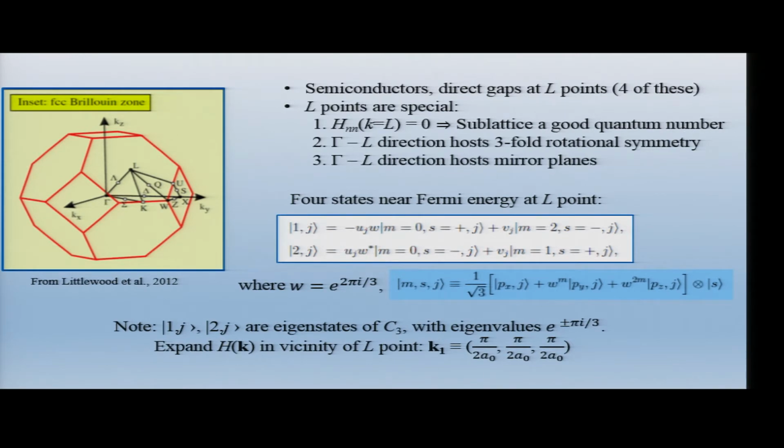Yes? Hopping is directional, does it break hermiticity? No, it doesn't break hermiticity. No, no, the Hermitian conjugate is always there. Mm-hmm. Yeah, the Hermitian conjugate is always there.